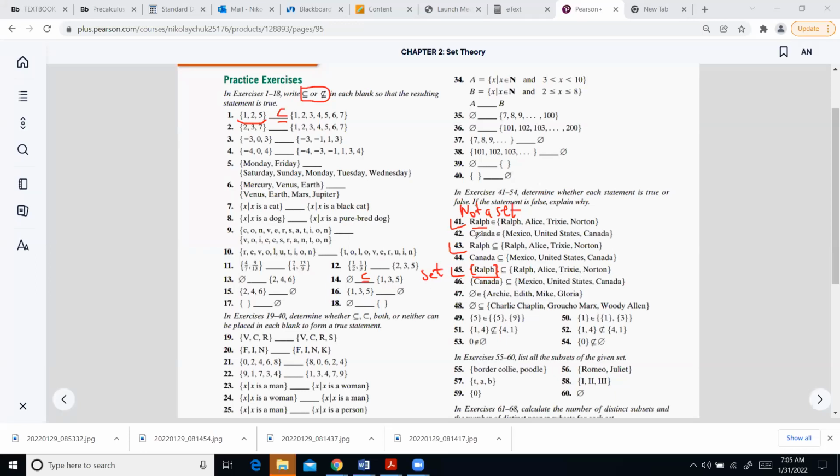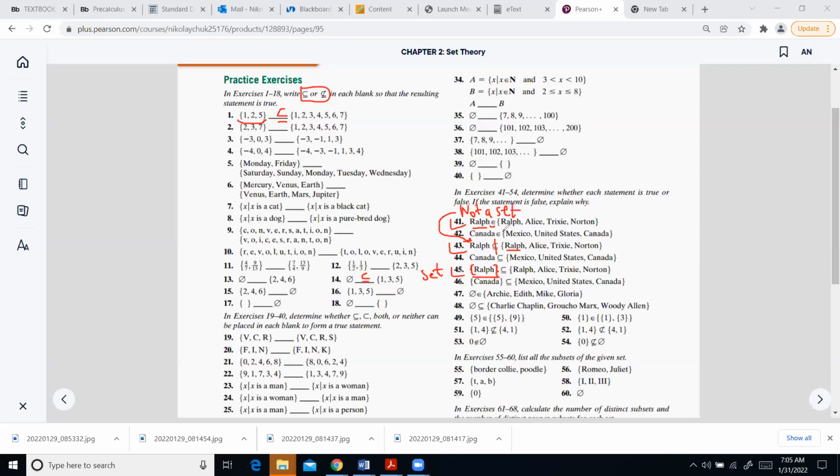So in 43, since we don't have braces, then we don't have a subset, even though you see that name among the elements, but it is not correct to call it a subset because it is not a set. So the idea of the word subset is that whatever we have as a subset has to be a set on its own. And if it's not a set, then we can say this is just an element.